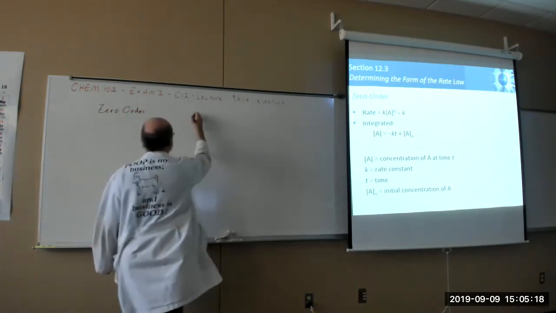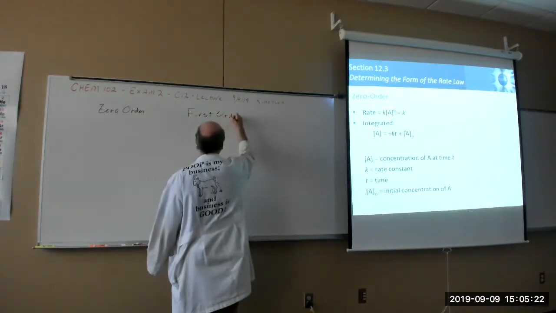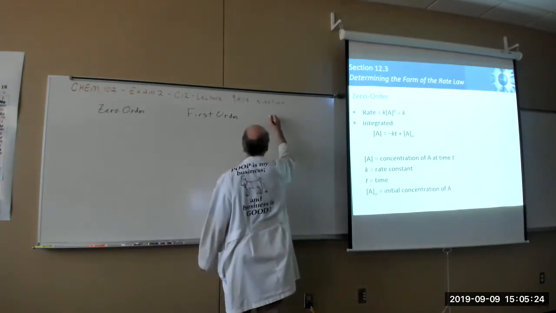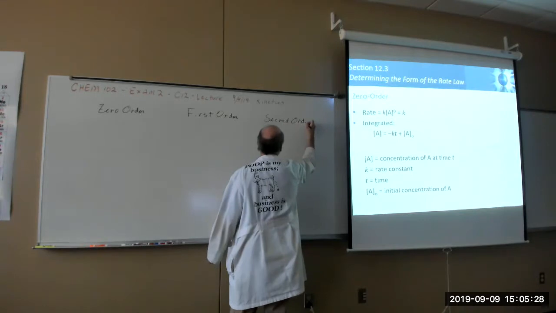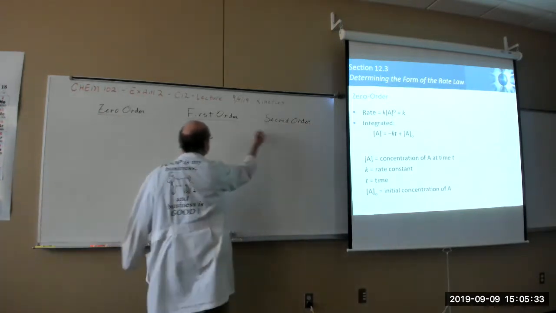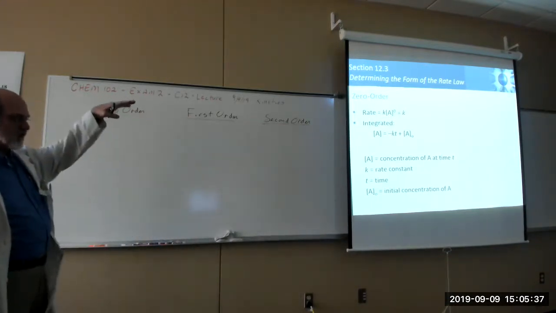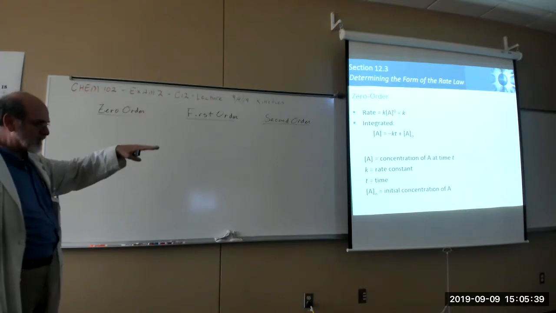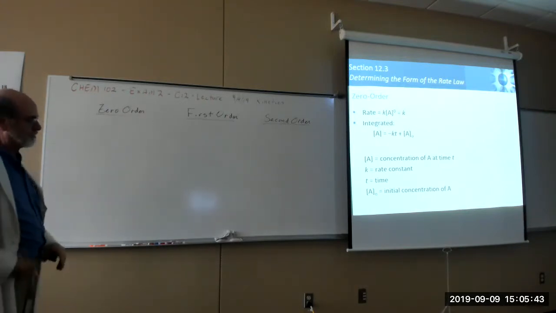And I'll just write the rest of them up here. First order. And second order. All right, what do they look like? Remember the data we had, where we had concentration of the reactant as it disappeared, and time. At what time did it occur?